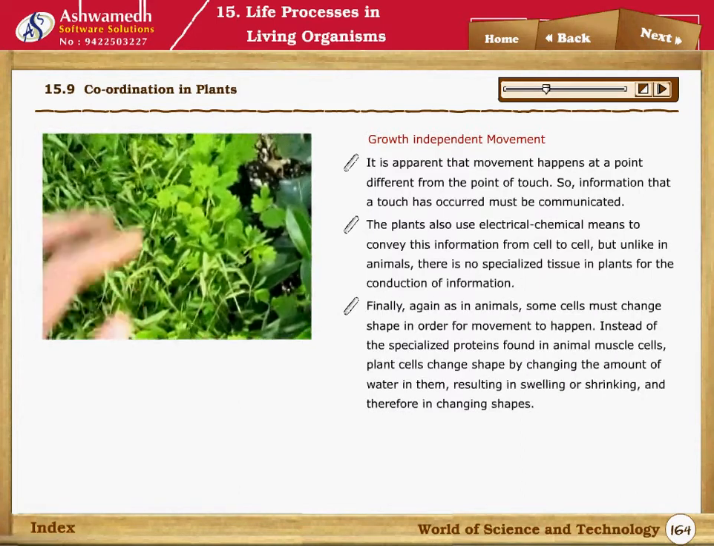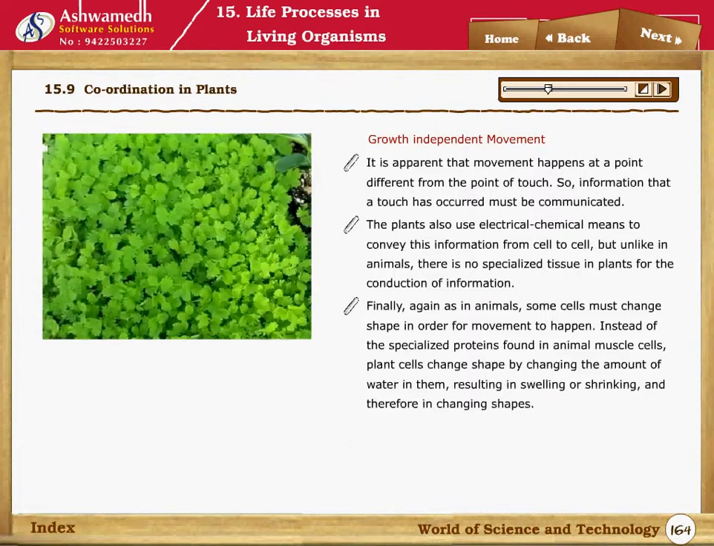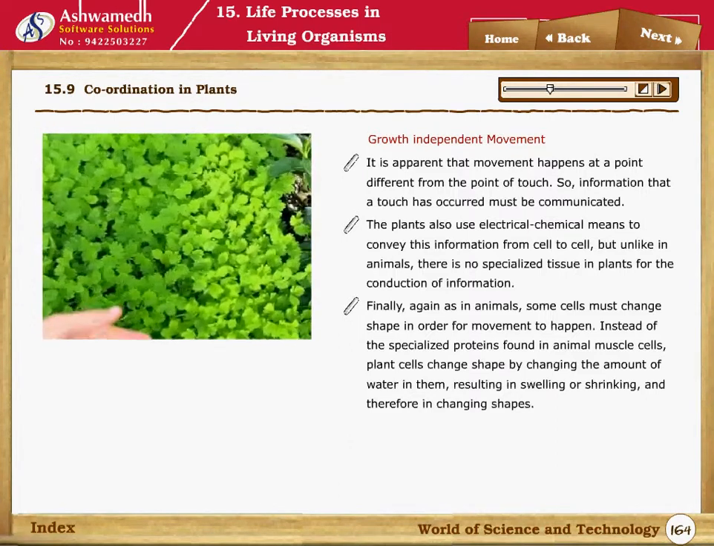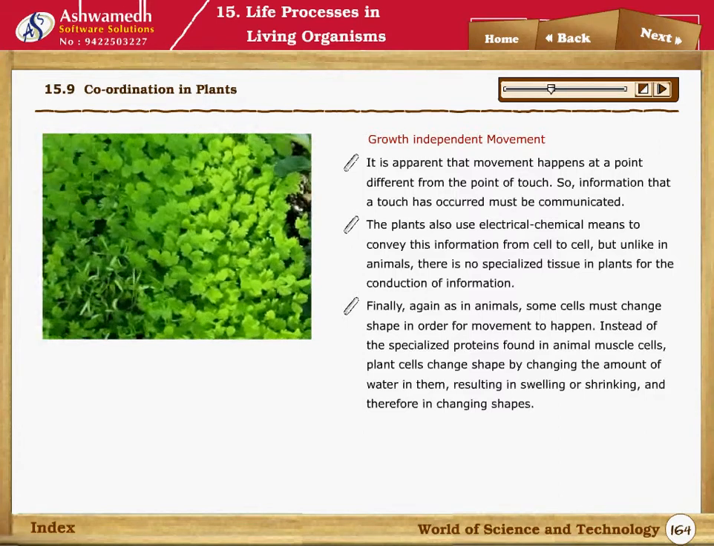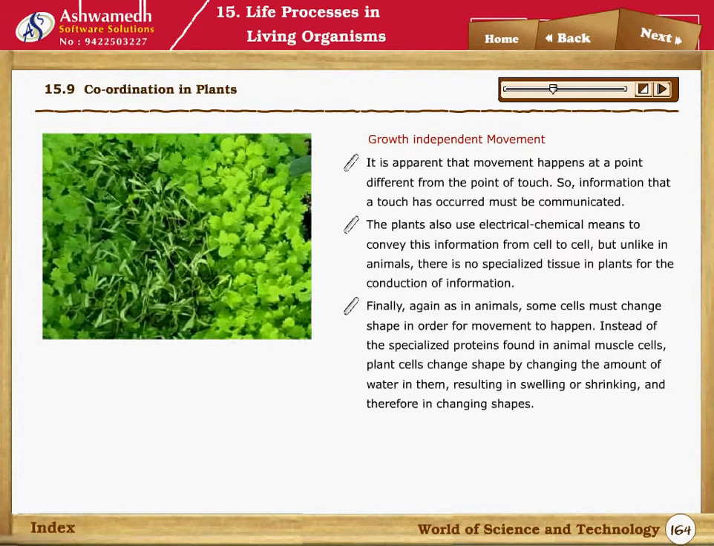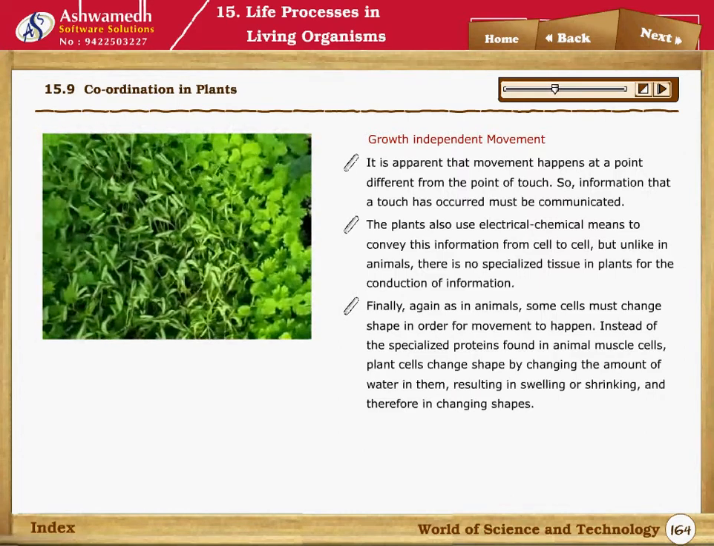Finally, again as in animals, some cells must change shape in order for movement to happen. Instead of the specialized proteins found in animal muscle cells, plant cells change shape by changing the amount of water in them, resulting in swelling or shrinking and therefore in changing shapes.